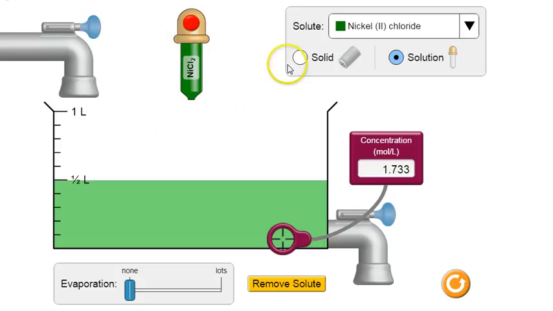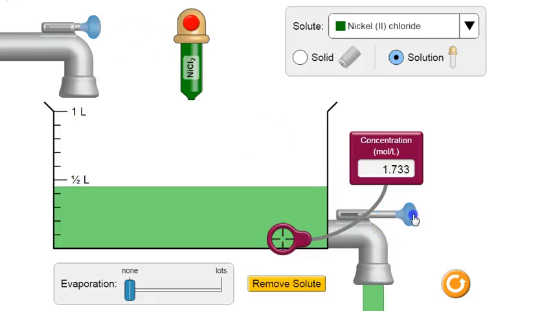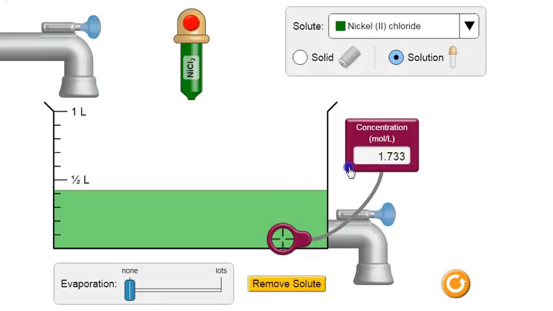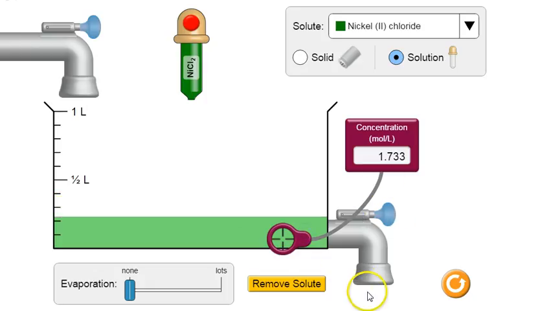What about when you remove volume, when you decrease the volume? When you explain what happens to the molarity when you decrease the volume, it's important to be very specific. You should be specific in this way. Are you keeping the moles of solute constant when you decrease the volume? If you use the drain, then you're not. Did you see the green stuff falling out of the drain over there? You're losing moles of solute, so you're not keeping moles of solute constant. You're dropping the volume and dropping the moles at the same time.